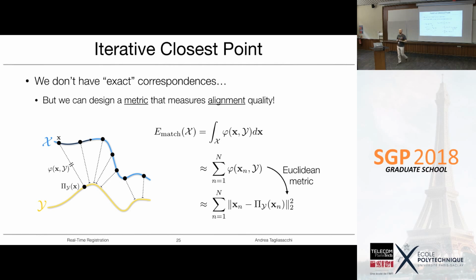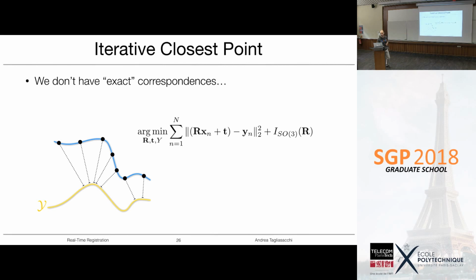Why this is meaningful, I didn't tell you yet. Why is it fair to pick that projection point and insert it in that energy form? Let me take a step back. Rather than having just a rotation and a translation that I'm looking for, I'm going to add a set of degrees of freedom to the problem. I'm also going to add the set of correspondences y, so the end points of these dots on the yellow curve.